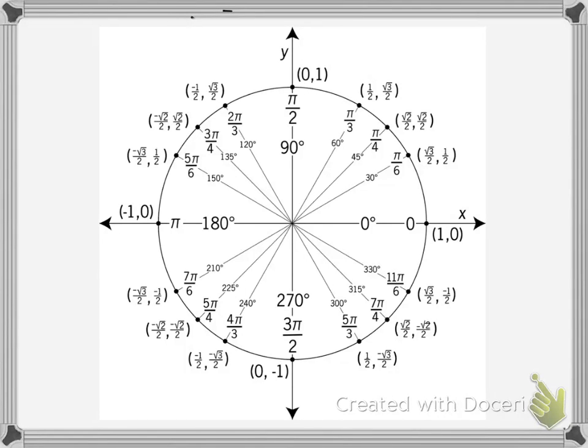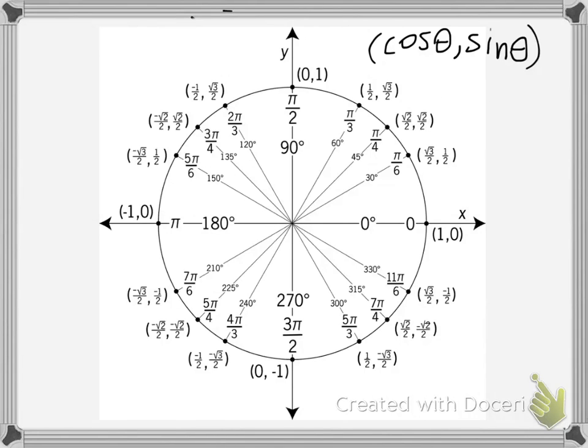Hi, so in this video we're going to go over more about the unit circle and the coordinates. So here's a picture of the unit circle, and as you can see it has all the different angles and the coordinates on the unit circle for them. And remember, the coordinates are cosine of theta, comma sine of theta. So you can use the unit circle to actually know the cosine and sine of different angles.